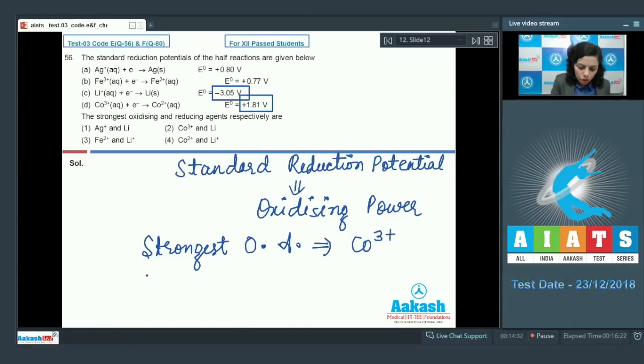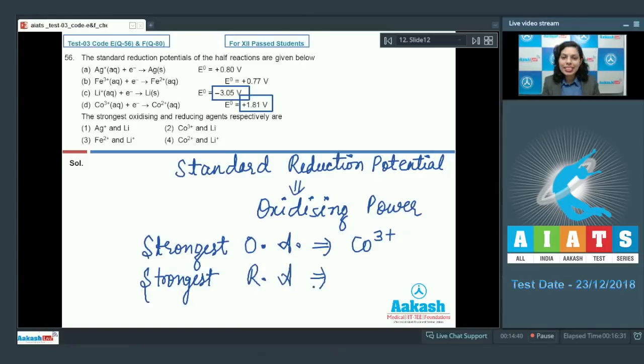And if we talk about the strongest reducing agent, that would be the substance which has the least standard reduction potential. So which species is that? That is the Li+ ion. So this would be the answer. These are given in option 2, so I'll choose this as the correct answer.